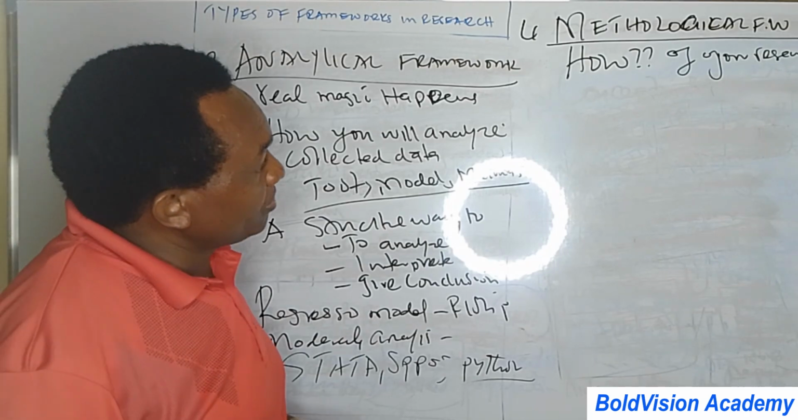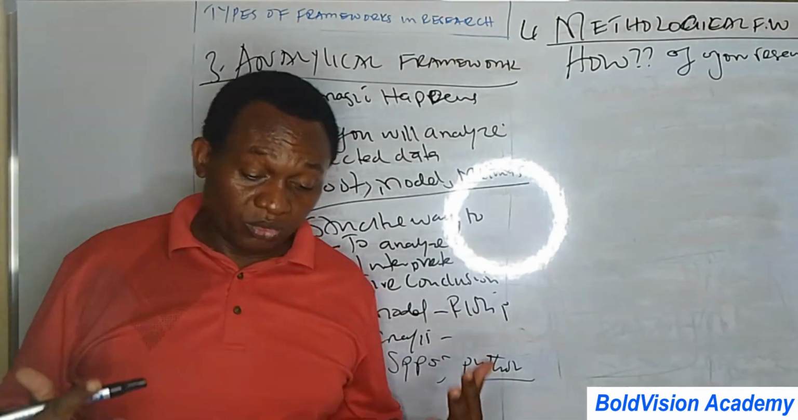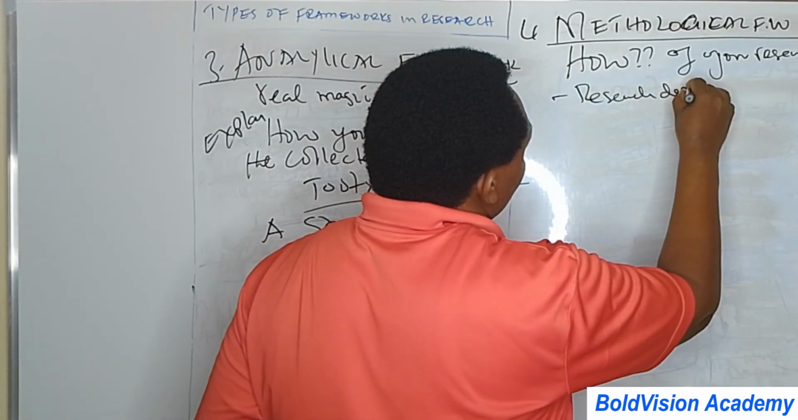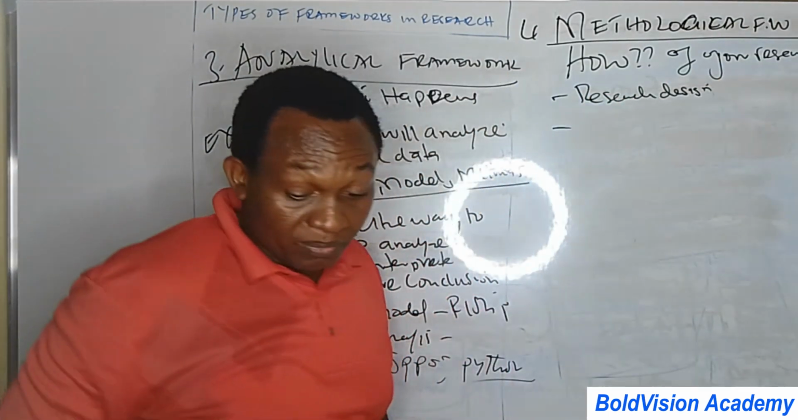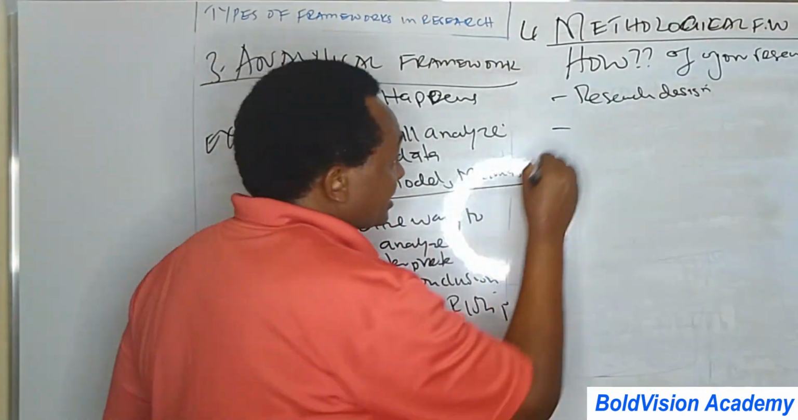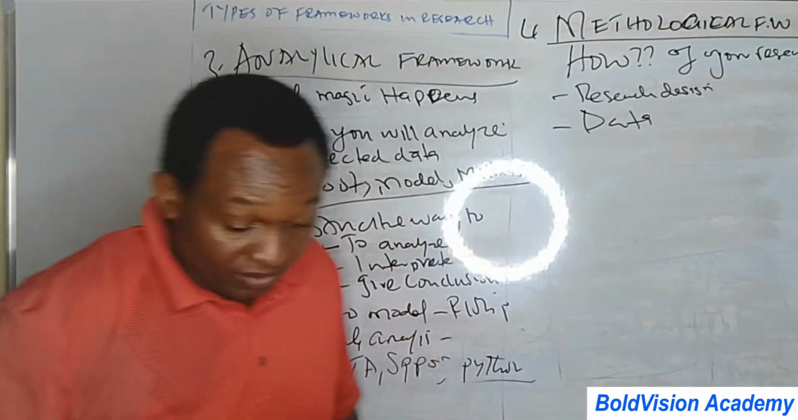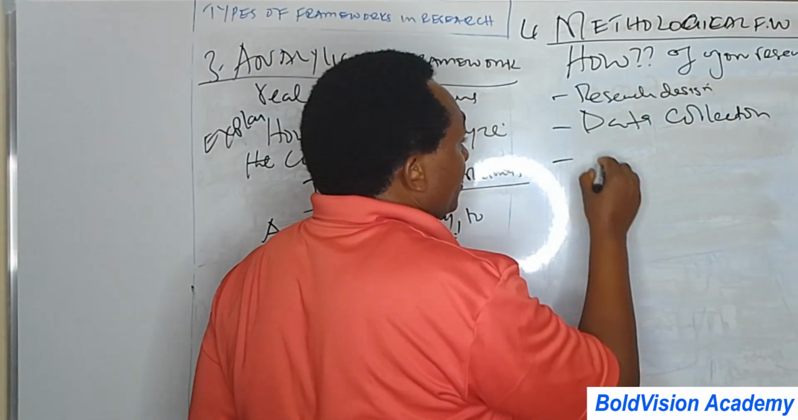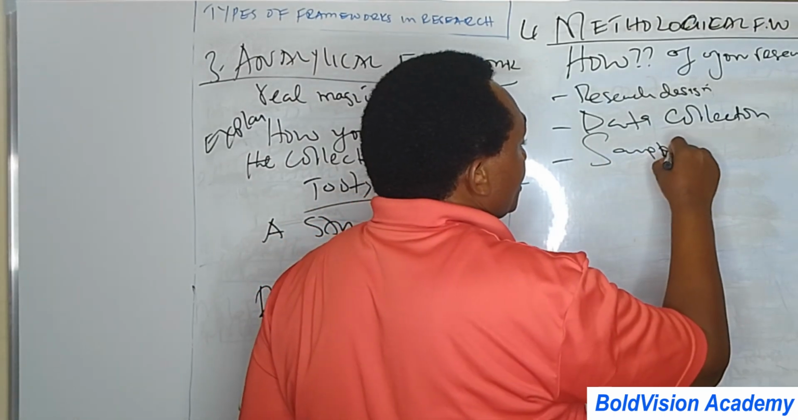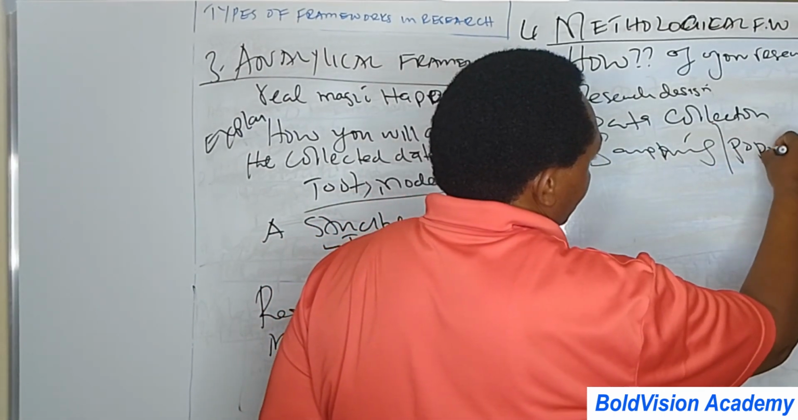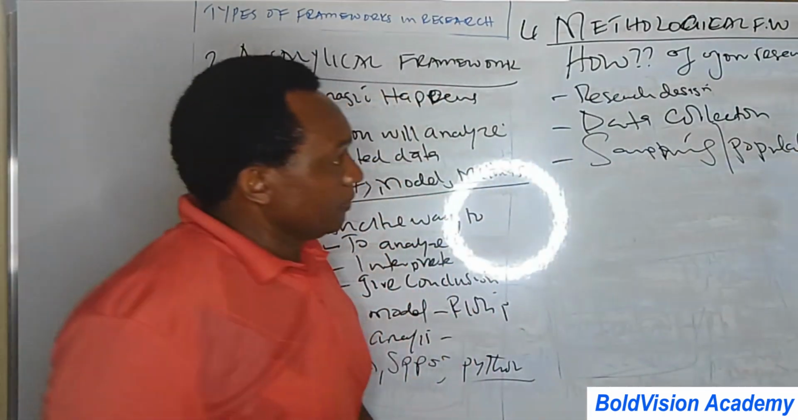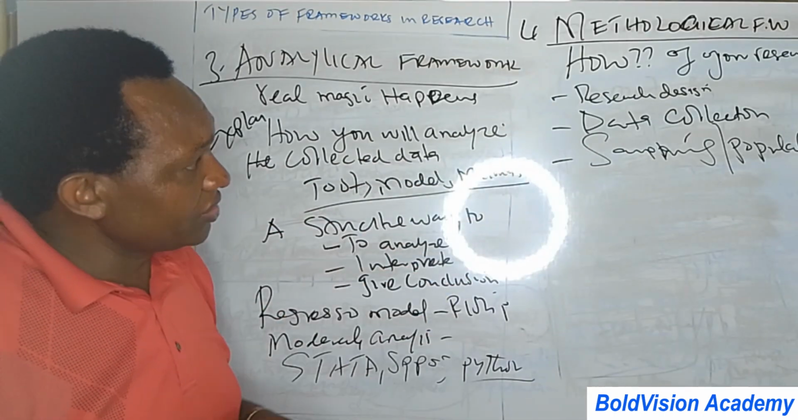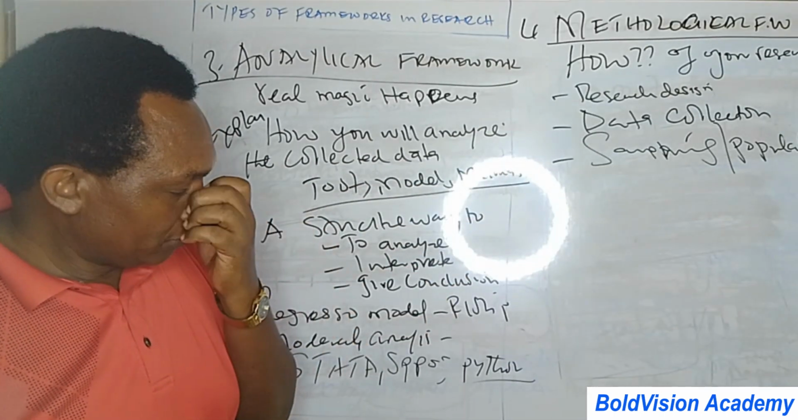This methodological framework describes the research design that you are going to use. It explains the data that you are going to use, that is the data collection. It explains the sampling method that you are going to use, if you have to use one, or your population. So it helps us understand the design that you are going to use. Remember, the research design is very key.